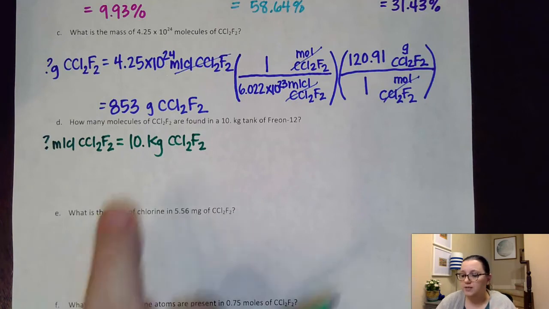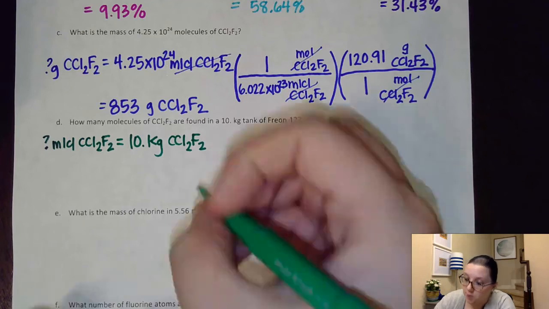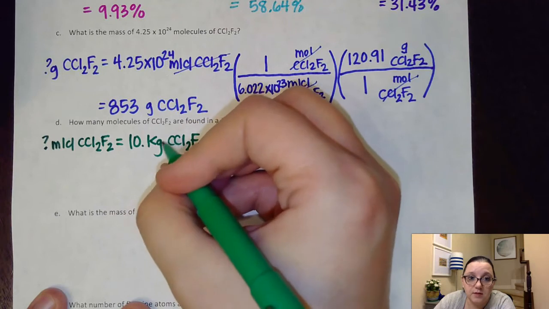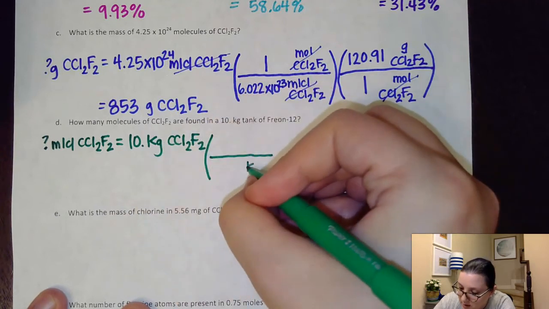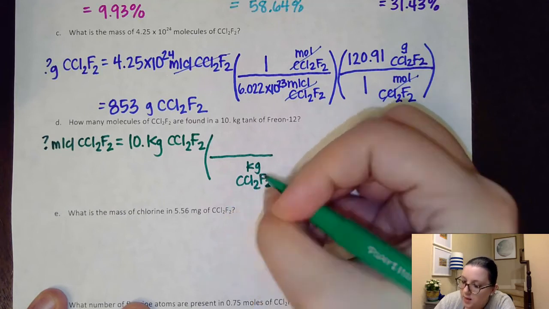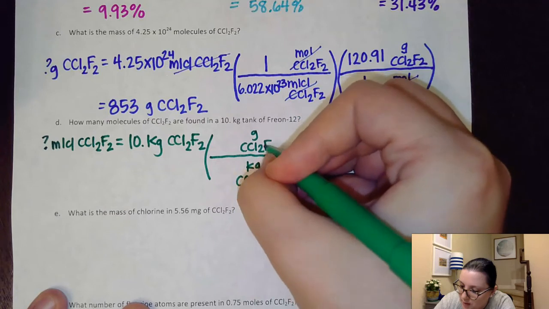However, I do notice that this guy is in kilograms. And I know that when I'm working with molar masses, I'm typically in terms of grams. So the first thing that I'm going to do is a kilogram to gram conversion. Now, since kilograms is on the top, I'm going to put my kilograms on the bottom, and I'm going to go to grams of the CCl2F2 on top.